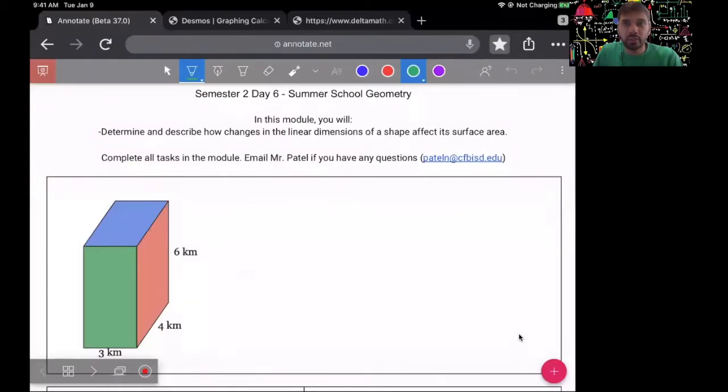Hey everybody, welcome to semester 2, day 6 of summer school geometry. Today we're going to be talking all about how the linear dimensions of a shape affect its surface area.